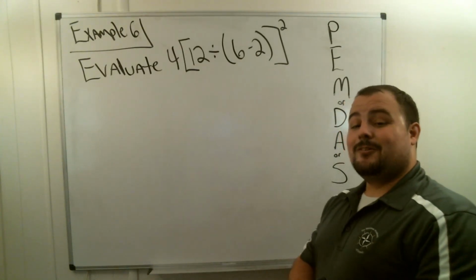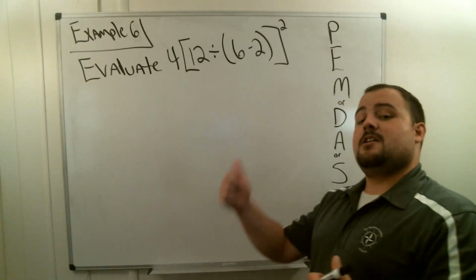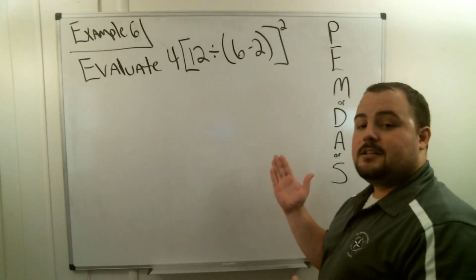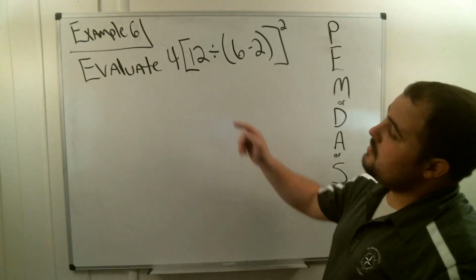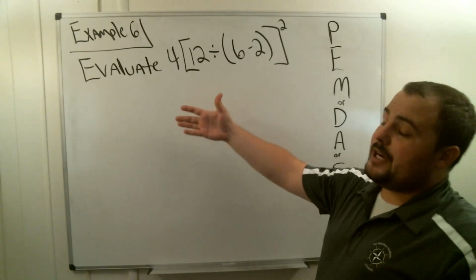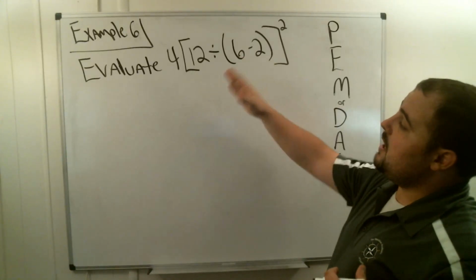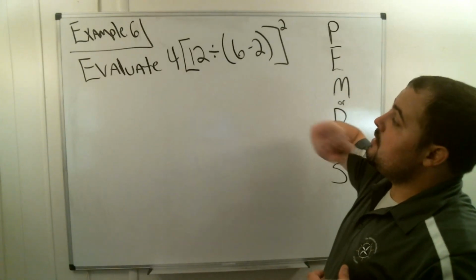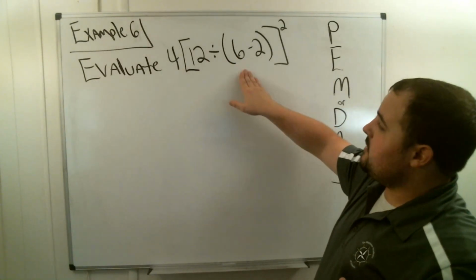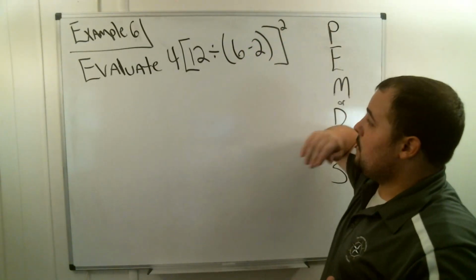So, our next example. Even more challenging than all the other ones, but again, we're still okay because we have our rule, PEMDAS. Parentheses, exponents, multiplication or division, addition or subtraction. So in this problem, it says that we're going to evaluate, again, which means to solve. We're going to solve 4 times everything that's in this bracket to the second power. So we have 12 divided by, in parentheses, 6 minus 2. This whole bracket goes to the second power.